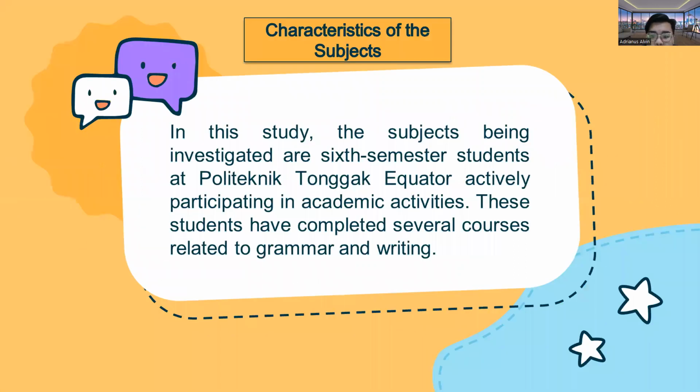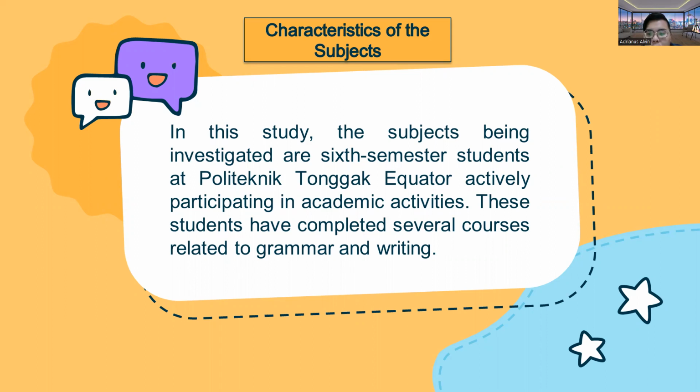And for the characteristics of the subject, the subjects being investigated are semester 6 students at Polytechnic Agriculture actively participating in academic activity, and these students have completed several courses related to grammar and writing. The course they are currently taking in semester 6 is Academic Writing. They have studied topics such as basic grammar, text types, and writing conventions. The population of respondents consists of 25 students in a single class.